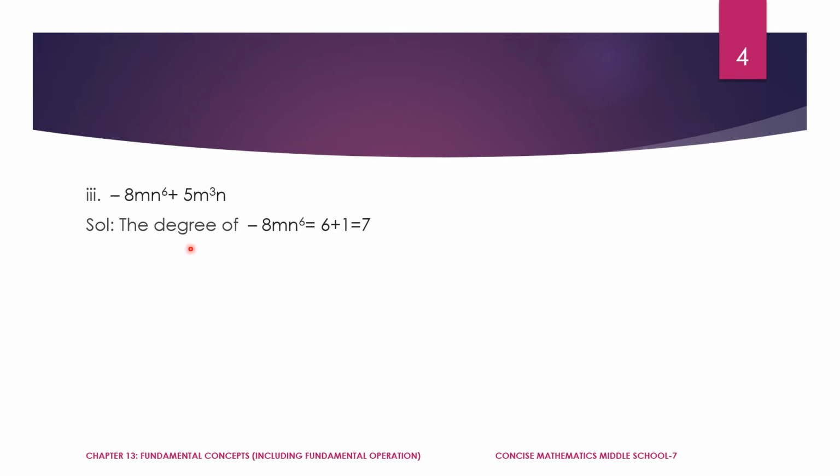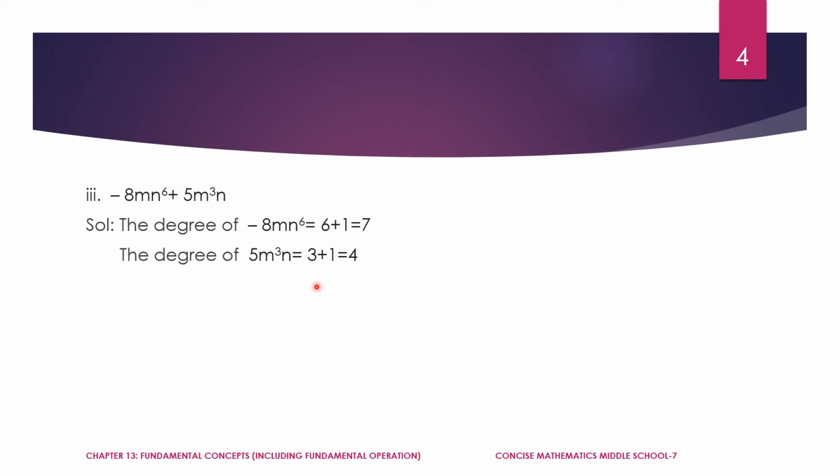Our third question, minus 8mn to the power of 6 plus 5m to the power of 3 n. Let's consider the first term. The degree of minus 8mn to the power of 6 would be 6 plus 1, that is 7. And let's consider the next term, 5m to the power of 3 n. We are going to sum the exponents of the variables m and n. So it becomes 3 plus 1, that is 4.